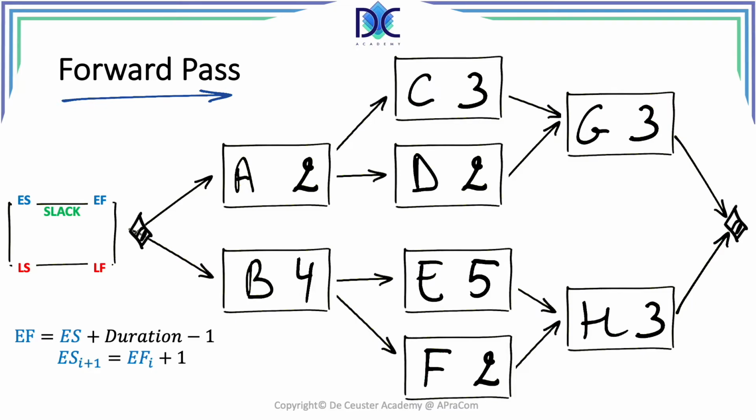Below we also find the formulas linking the early finish with the early start, and how we can calculate the early start of the successor when you know the early finish of the predecessor. But let us go back to the formula to calculate the early finish. Basically, we add the duration of the activity to the early start and subtract 1.